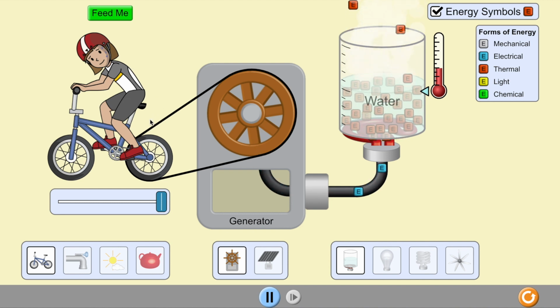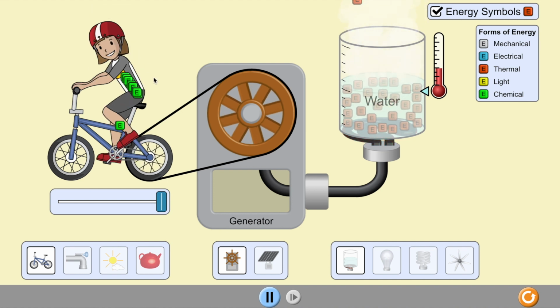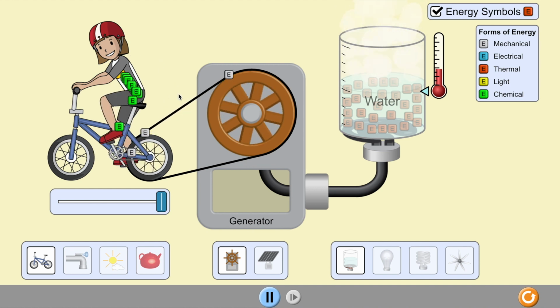Biking so hard, the child ran out of chemical energy, which is why they need food. Our bodies every day are naturally converting chemical energy into other forms of energy that we need to survive. Now we're going to add different types of energy to our system.